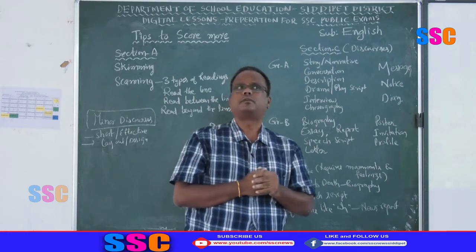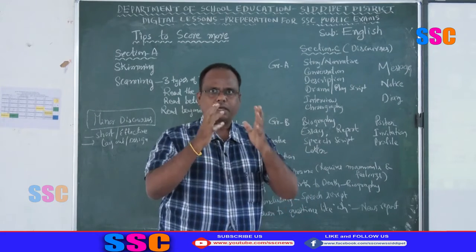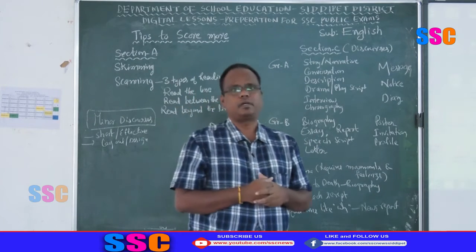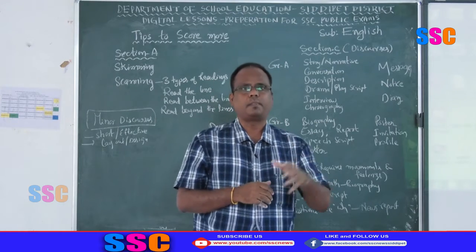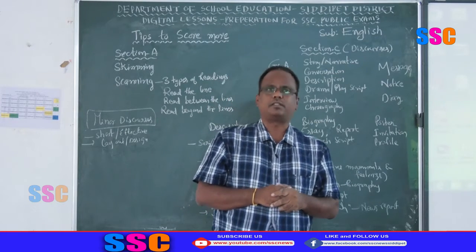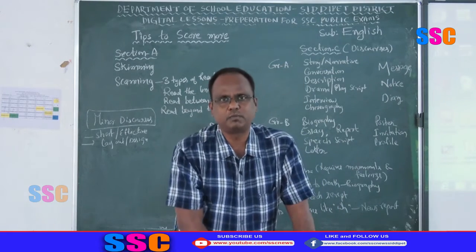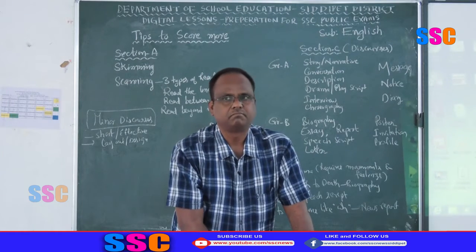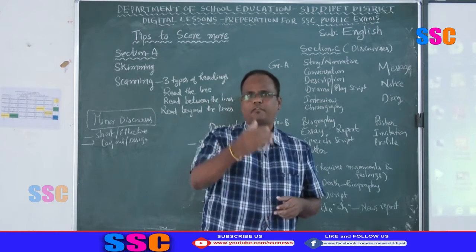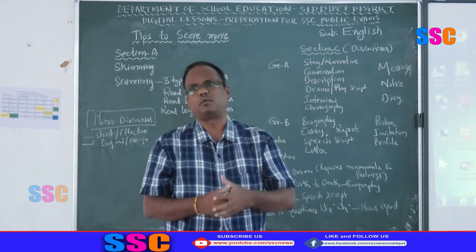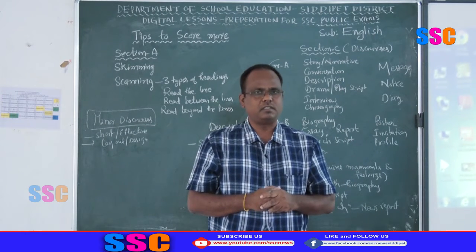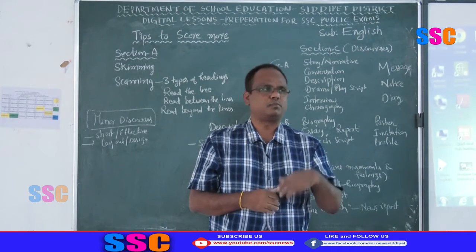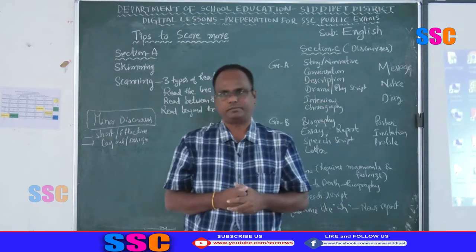So we know that a typical English paper consists of 3 sections, section A, B and C. Now can anybody tell me which section is more scorable? Everybody would say that section A is more scorable, but believe me, section C is easier and more scorable than any other section.